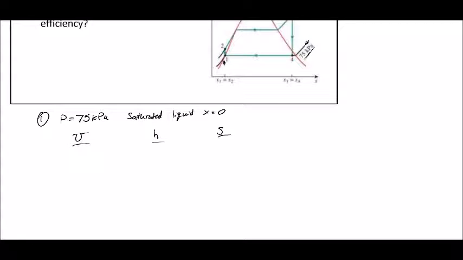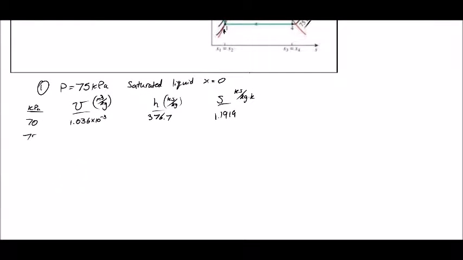So, at 70 kilopascals, we have the specific volume to be 1.036 times 10 to the negative third meters cubed per kilogram. The enthalpy is 376.7 kilojoules per kilogram. The entropy is 1.1919 kilojoules per kilogram times Kelvin.